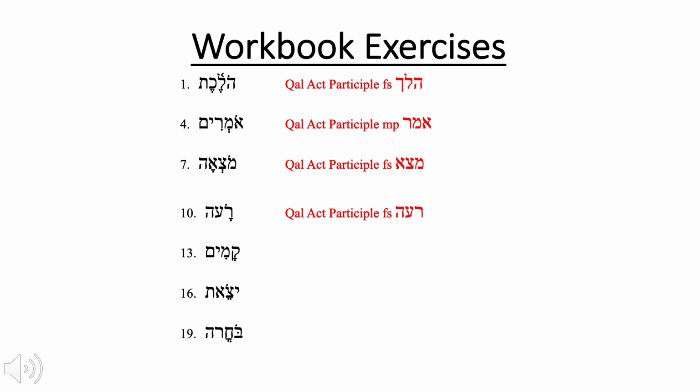What about number 13? The hireq yod mem on number 13 should have given away that this was a masculine plural from qum. Again, that infinitive construct being the dictionary form. The qof plus the mem with no hollow verb here is fairly common in the Qal, just not in the infinitives. What about number 16?